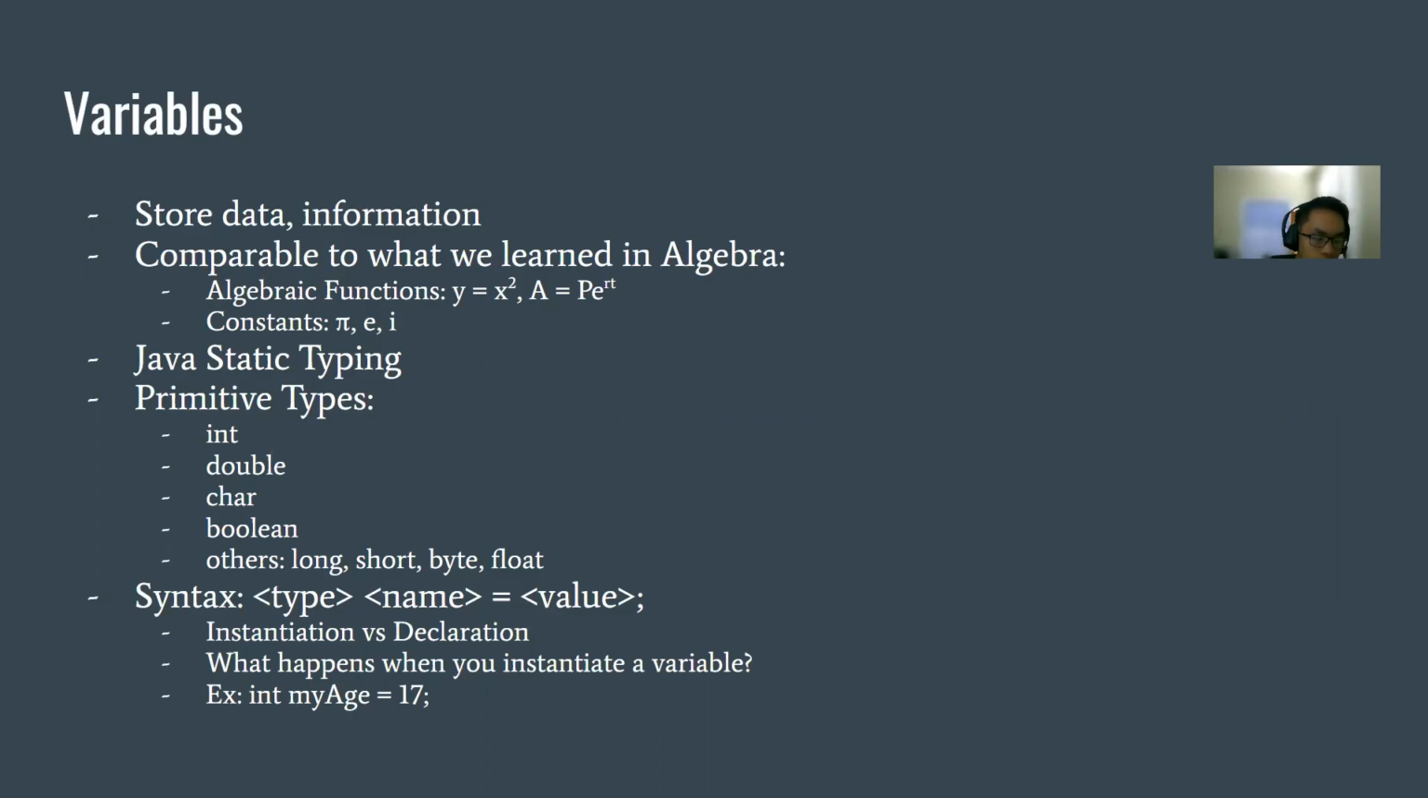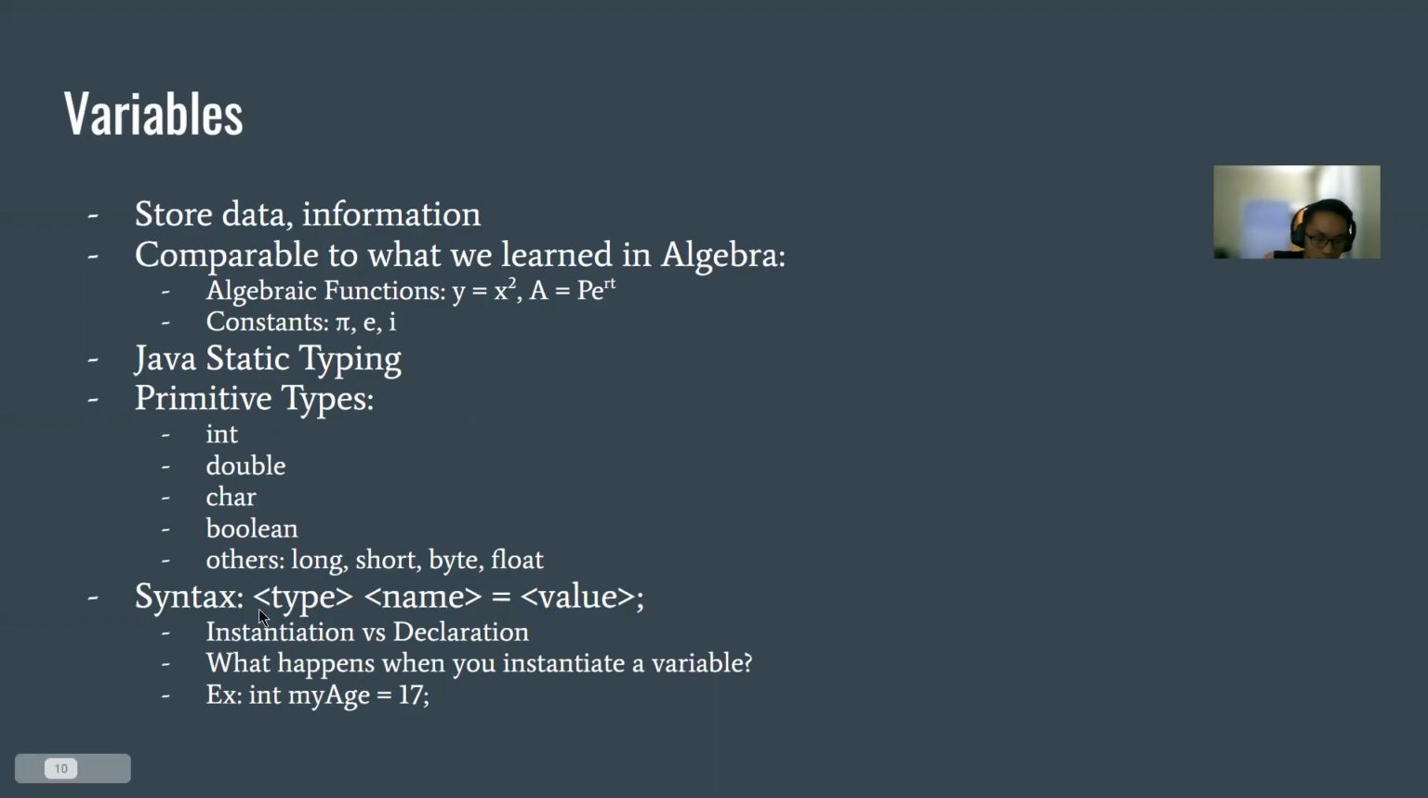Okay, so syntax for creating a variable, these kind of primitive types. We'll talk about non-primitive types or reference types later, but for now, when you create a primitive type, you want to use type, name, value. And here's an example, int myAge equals 17. Here's your name, here's your type, and your type is always lowercase, and your value is 17.